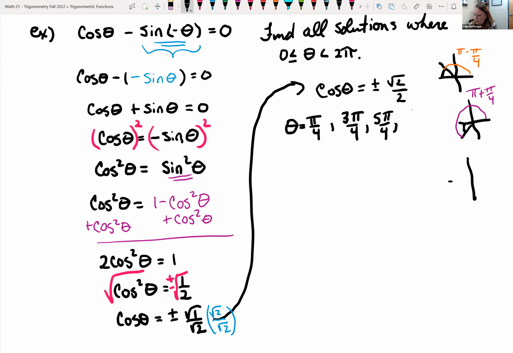And pi fourths in the fourth quadrant, we would look at 2 pi minus our pi fourths. So with a common denominator, we have 8 pi fourths minus 1 pi fourths, which is 7 pi fourths.